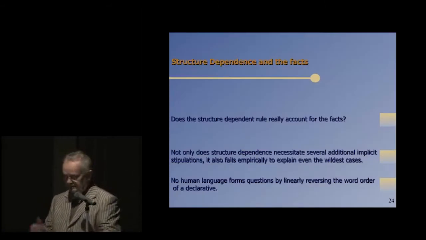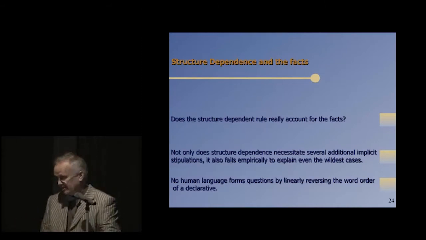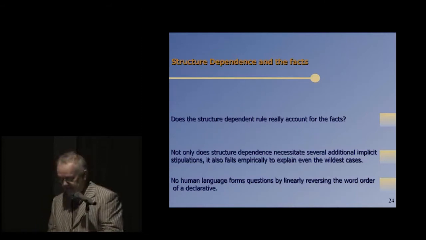Second part of the problem is the empirical side. We see that there's no conceptual deep motivation for structure dependence. Let's look at the facts. Does it account for the facts? Not only does structure dependence necessitate several additional implicit stipulations, as I just saw, it also fails empirically, even in the wildest cases.